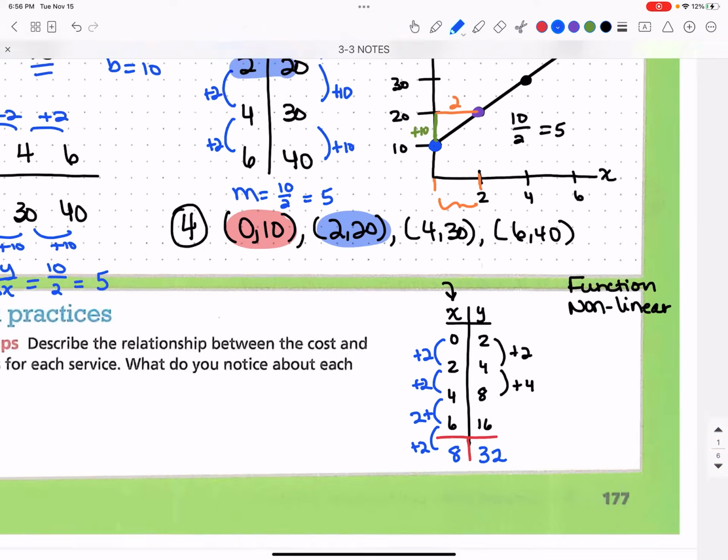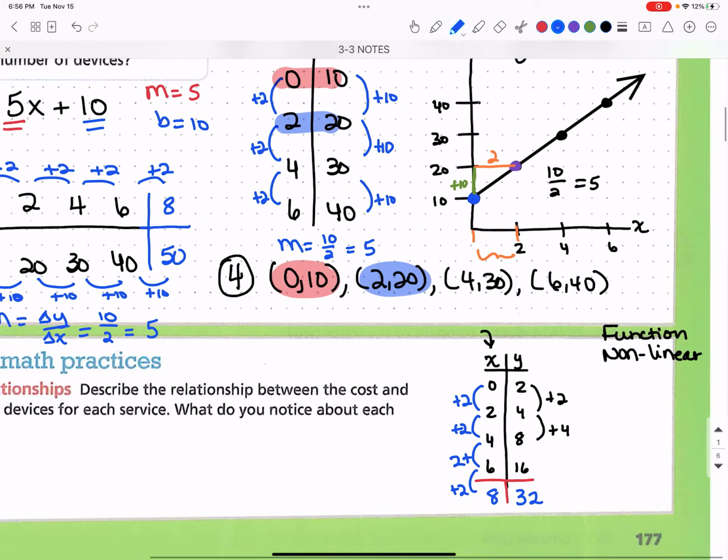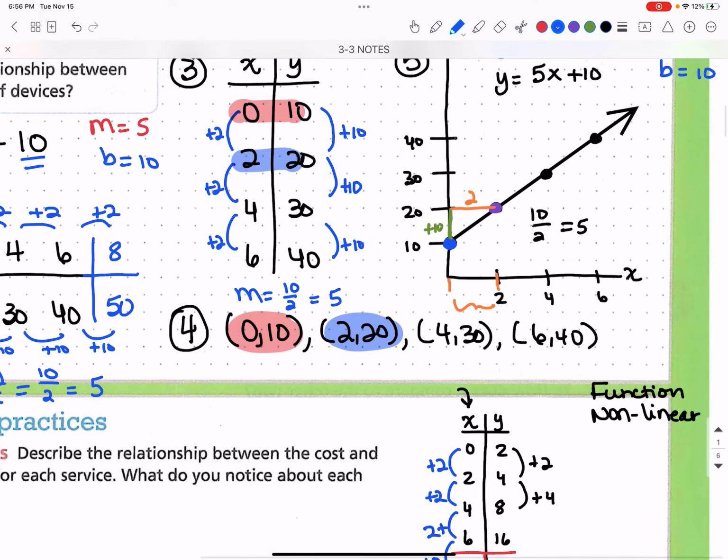Okay? We could do the same thing over here if we wanted to. What if I ask you to add another point to this table? We'll just follow the pattern. Plus 2, plus 2, plus 2. So we could fill in an 8. Plus 10, plus 10, plus 10. So 40 plus 10 would be 50. And again, this would continue to be linear because if we were to add the point 8, 50 into our graph, it would be up right here.